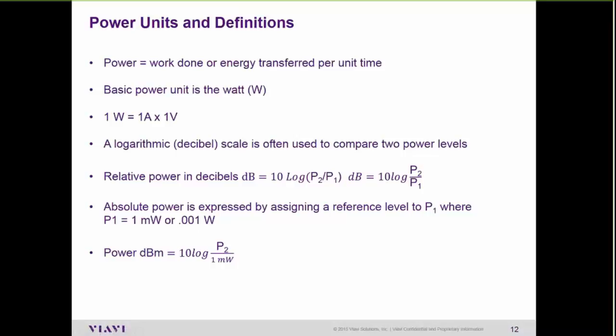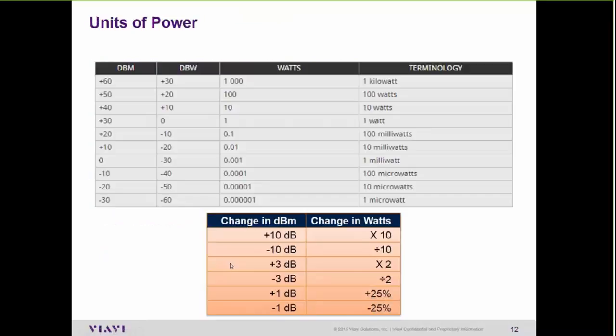The other is an absolute power in reference to a 1 milliwatt signal. And so here's a little bit of a chart that shows us the differences between power levels. So again, 0 dBm is 1 milliwatt. And if you look down here at the bottom chart, a change in dBm by plus 10 dBm is going to change your watts by 10.